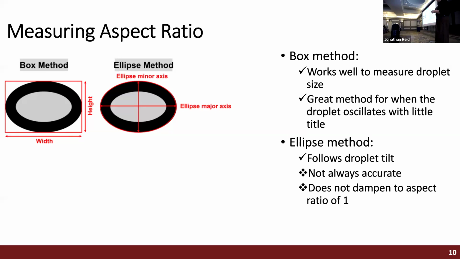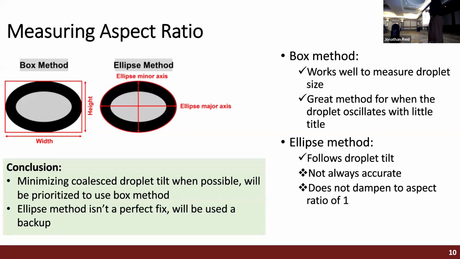The ellipse method works fairly well, although it does give me a larger error. And it's not always accurate, but it does follow the droplet tilt, which is a good thing. But it doesn't dampen to an aspect ratio of 1, which is necessary to get the droplet radius. So even if I use the ellipse method, I still have to stick with the box method to get the droplet's radius.